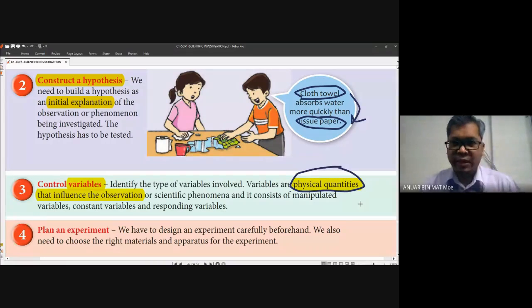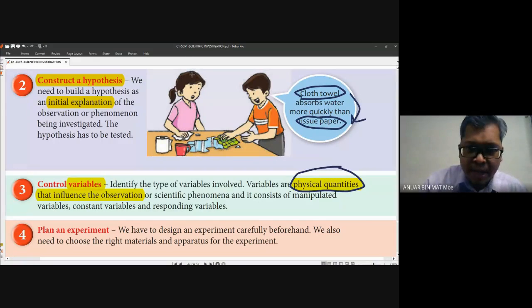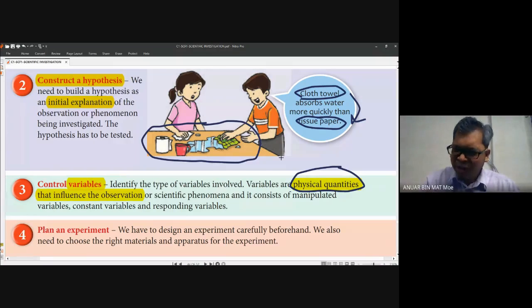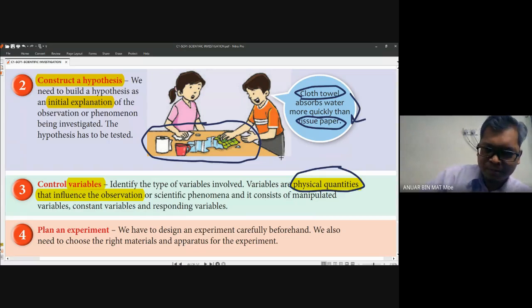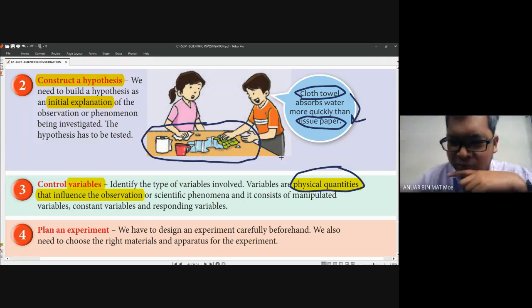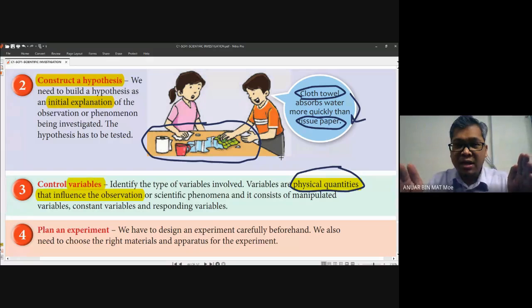Okay, I want to ask you something. Based on the picture here, can you try to tell me what is the variable? Can you identify the variable there? Physical quantities. Length meaning what? Length meaning the meter. Meaning how big or how small the variable is.